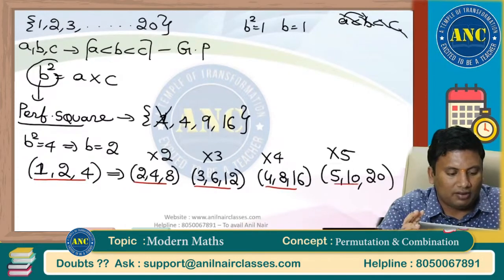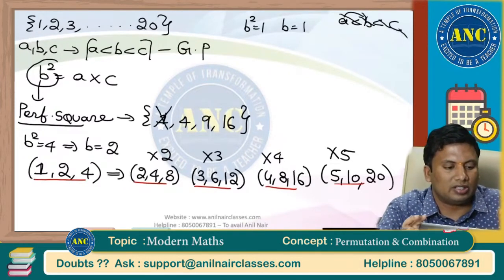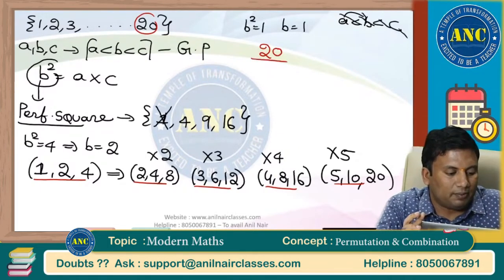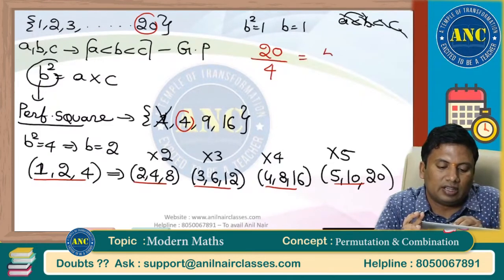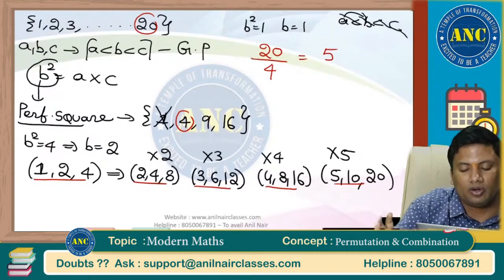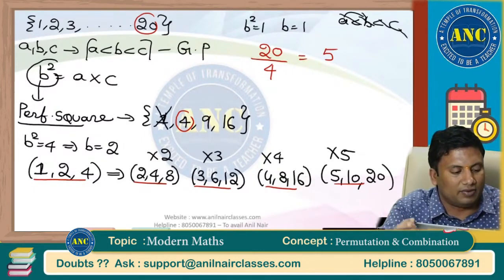You don't need to do all this. Take the upper limit value 20. What is the B square value that we have taken? 4. 20 by 4 is nothing but 5. If you get a decimal value, ignore the decimal value. 5 directly we will get.